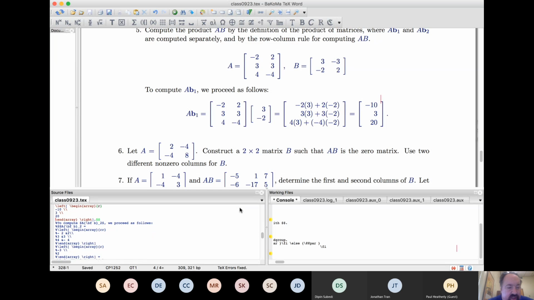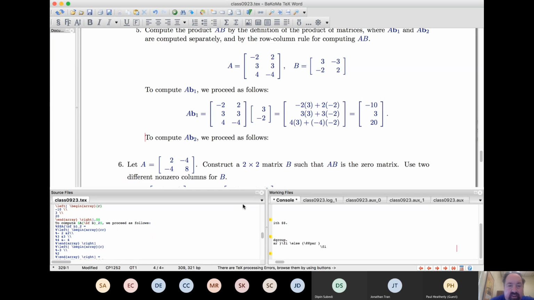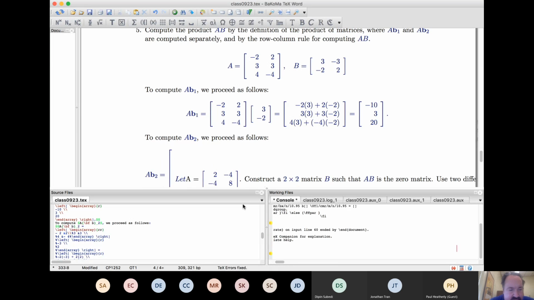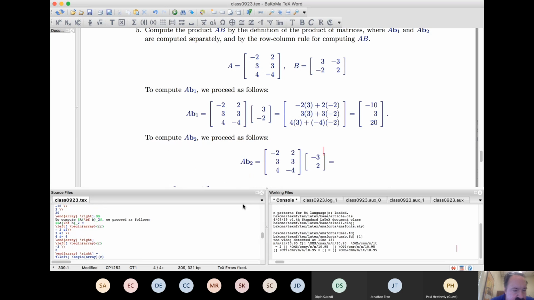And then the process is repeated for the second column. Okay. So same thing, same matrix, but then the second column of B is what goes here. But notice that the second column of B is just the negation of the first. So in this case, we're just going to get the negative of this vector for the result.